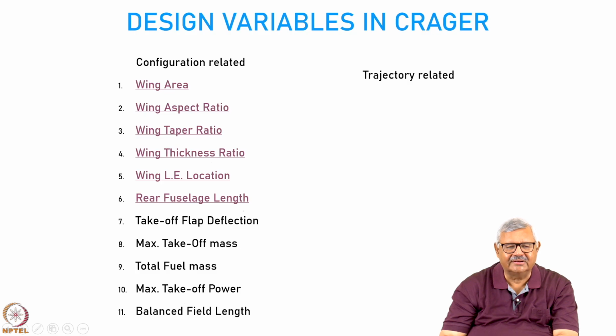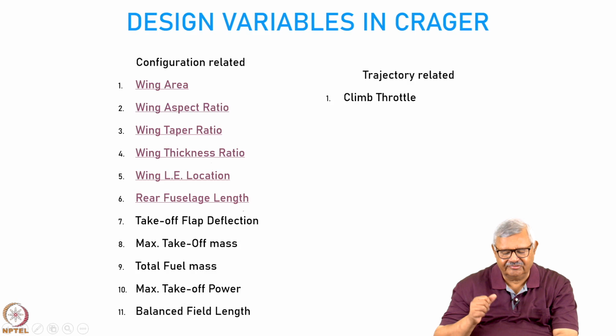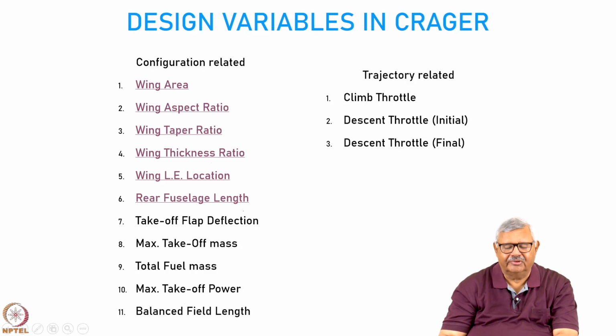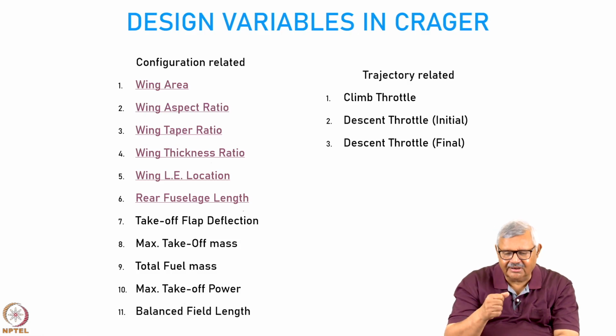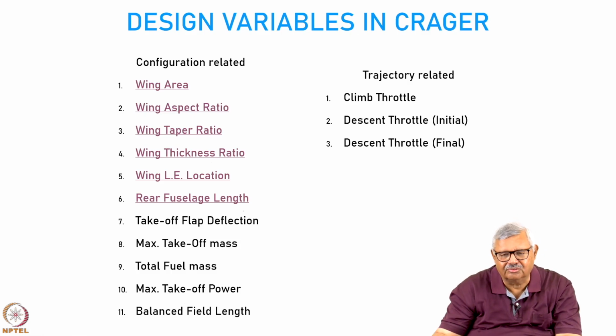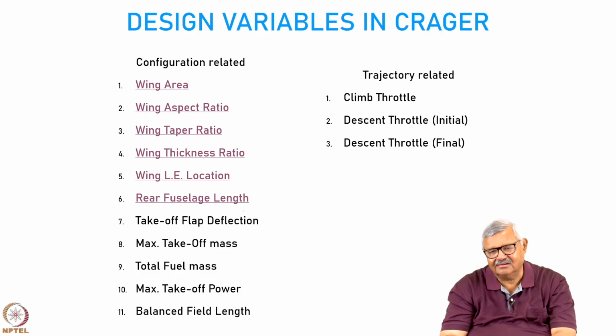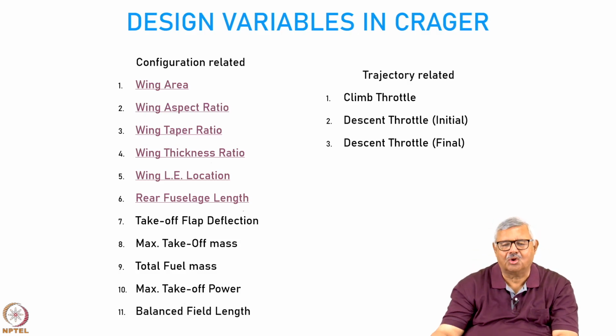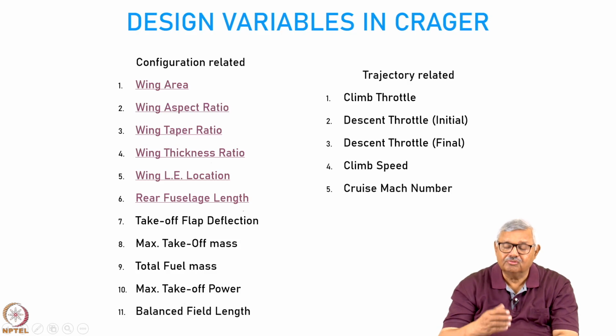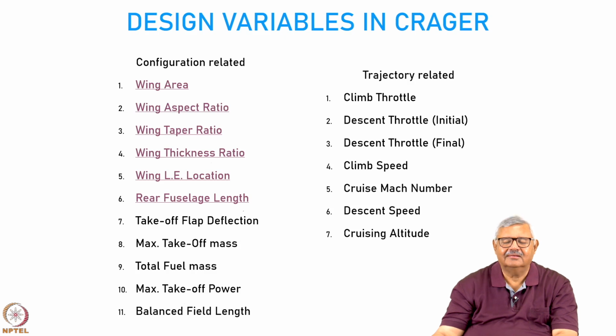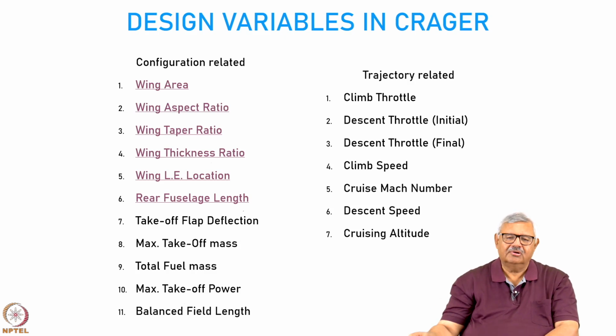Then there are also some parameters, 9 of them, which are trajectory related. The first one is climb throttle, between 0 and 100%. How much throttle do you give during climb? And then when you descend, what is the throttle in the beginning and how slowly are you allowed to come? Do you come down like a stone, which is very dangerous? So, there is generally some throttle given in the initial stages and also in the final stages. Then at what speed do you climb? At what cruise Mach number do you fly? At what speed do you descend? And at what altitude do you cruise?